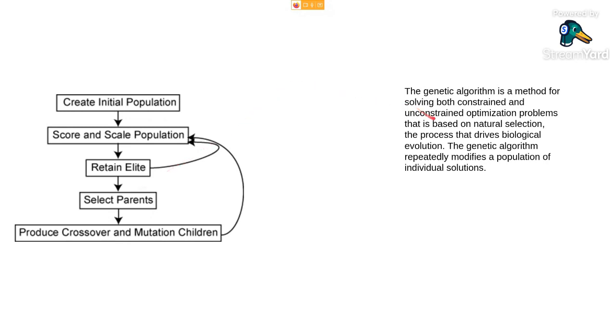Here's a definition from the MathWorks website. It's a method for solving both constrained and unconstrained optimization problems that is based on natural selection, which is the process that drives biological evolution. The key point here is that the genetic algorithm repeatedly modifies a population of individual solutions. What has been shown in practice as well is that these kinds of nature-inspired methods are very useful to get close to optimal solutions for many problems. And we will see here also that it provides some very interesting solutions to playing prisoner's dilemma strategies.